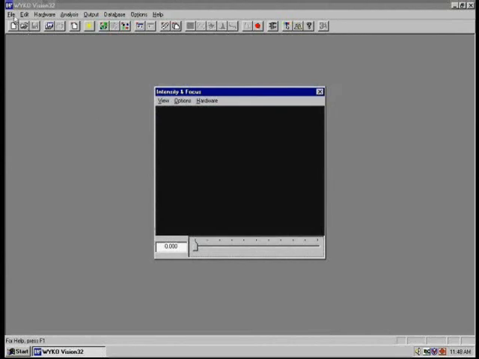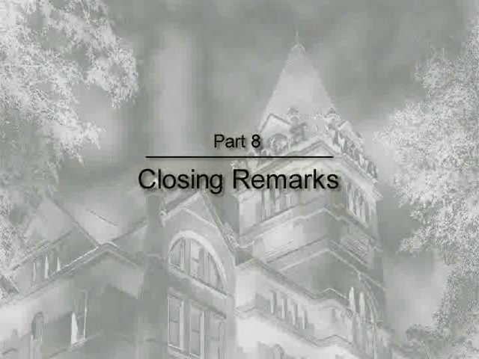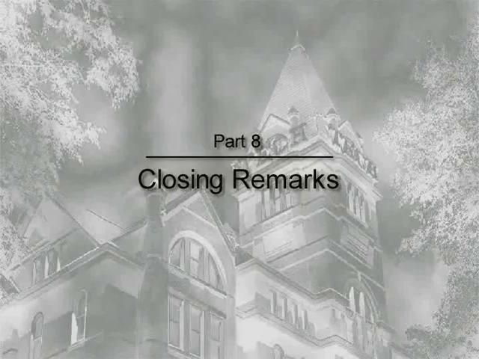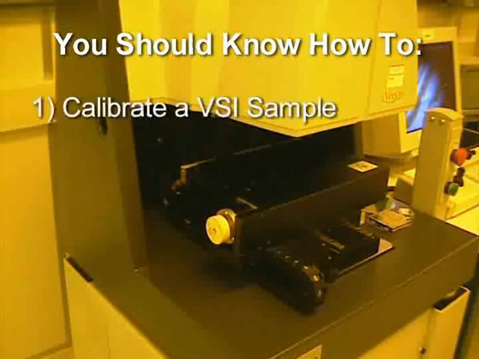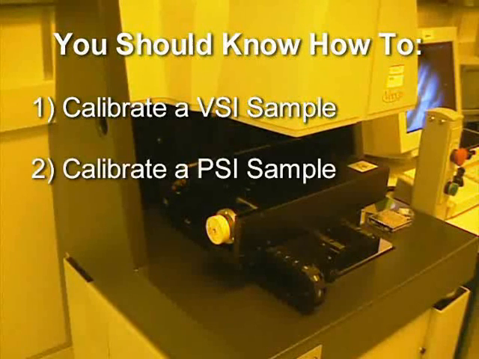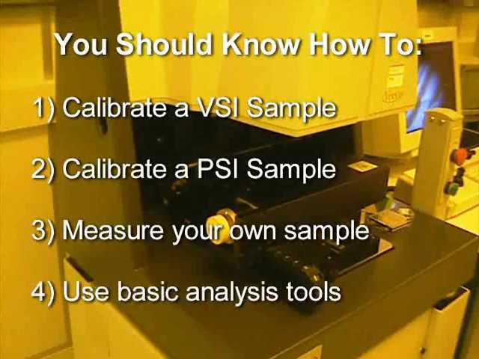Now you can exit out of the program by going to File, Exit, and clicking Yes. After watching this training video, you should have a good understanding of how to calibrate a VSI sample, calibrate a PSI sample, measure your own sample, and use analysis tools.